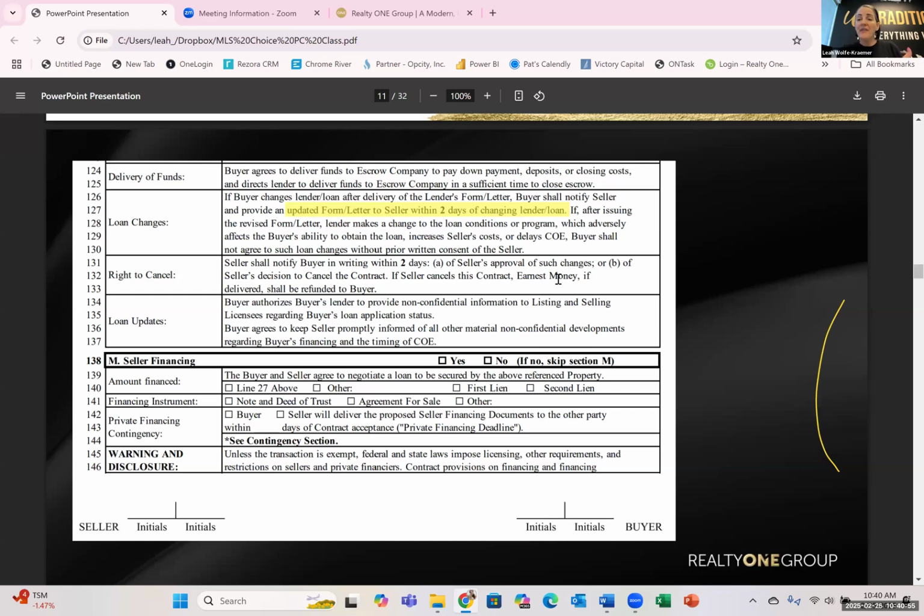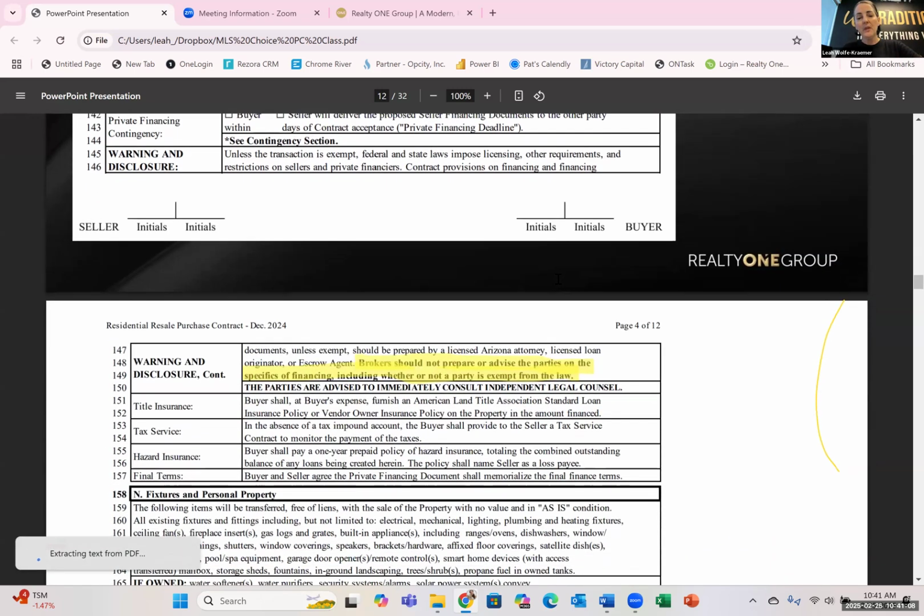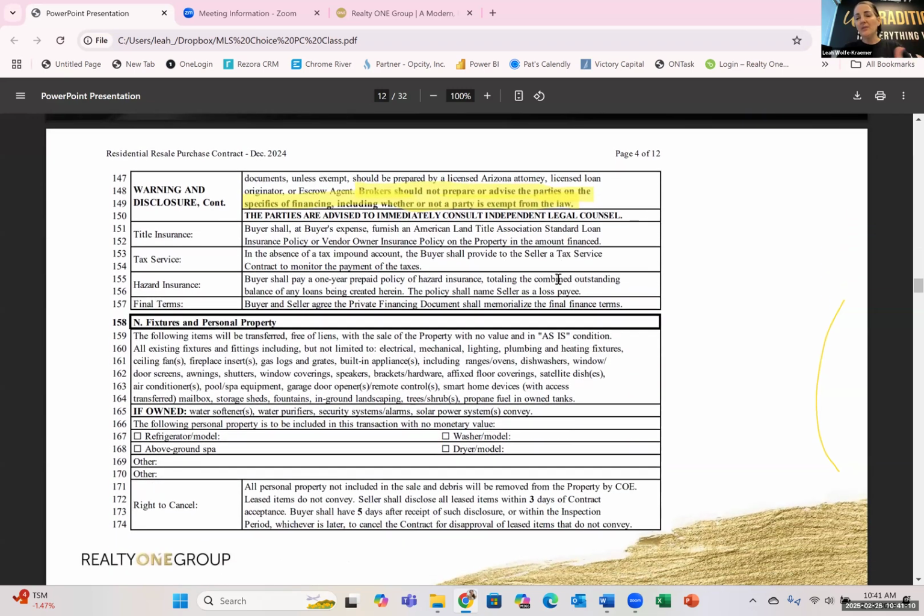But at least it lets them know what things they should be cognizant of and what they should include in their seller financing agreement, as opposed to not having anything other than, hey, figure it out yourself or talk to an attorney, which realistically is what this section is telling them. And then it goes right into, like I said, that disclosure. Broker should not prepare or advise the parties on the specifics of financing, including whether or not a party is exempt from the law. So it's just kind of taking us out of there entirely.